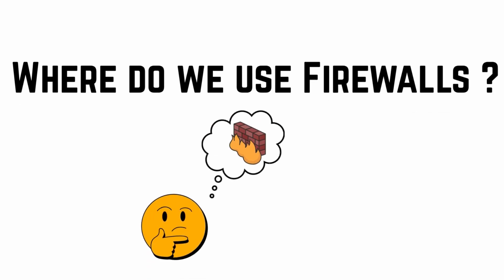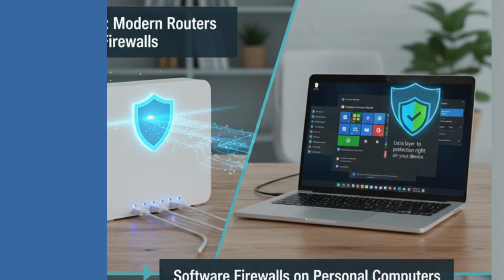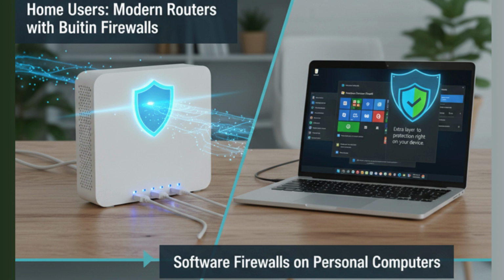Where do we use firewalls? Firewalls are the bedrock of network security and are used everywhere. Businesses and organizations: they're placed at the network edge, where the private network connects to the internet, and also within the data center to protect internal segments. Home users: most modern routers have built-in firewalls, and personal computers use software firewalls, like Windows Defender Firewall, for an extra layer of protection right on your device.